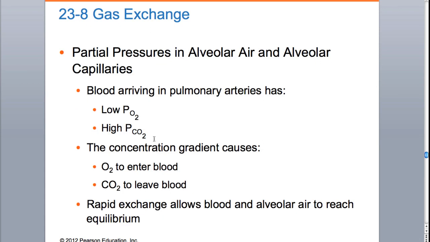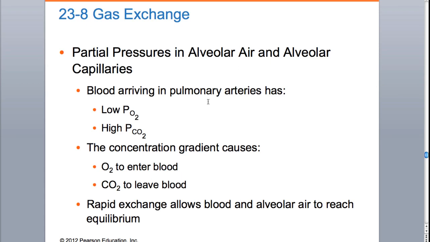Next slide. Now, this is dealing with that first bullet on that previous slide. Partial pressure difference. Look what it says. The concentration gradient causes oxygen to enter the blood and CO2 to leave the blood. So it's the partial pressure difference. Now, look what it says here. Blood arriving in the pulmonary arteries. That is your oxygen poor but carbon dioxide rich blood.